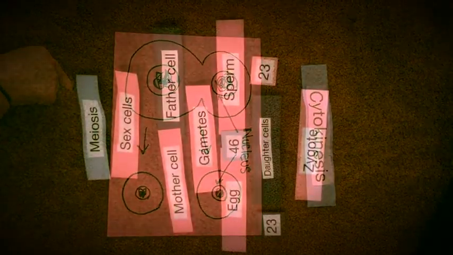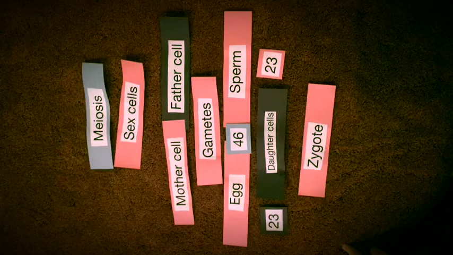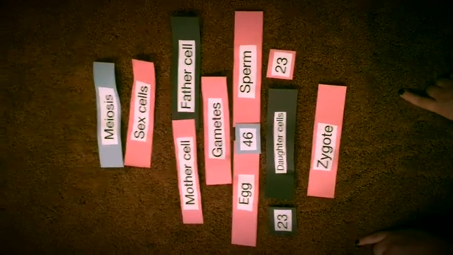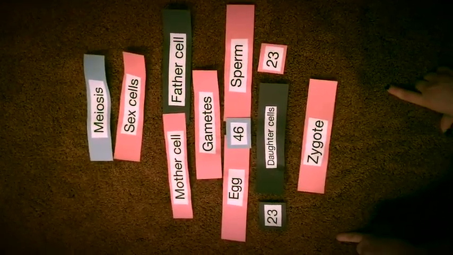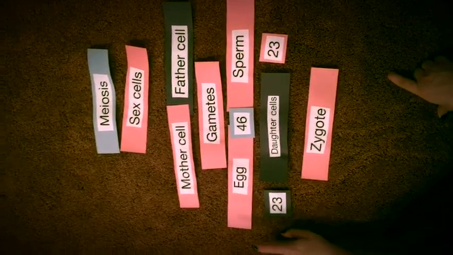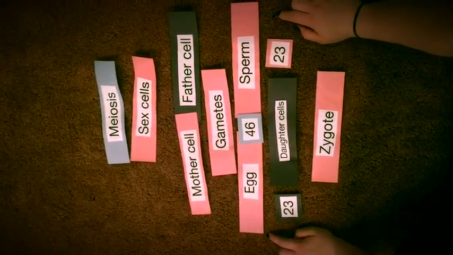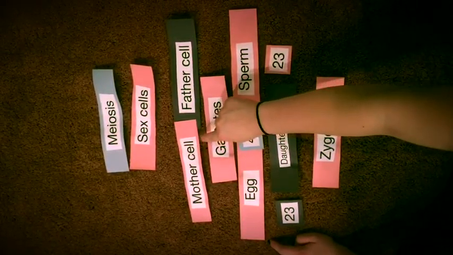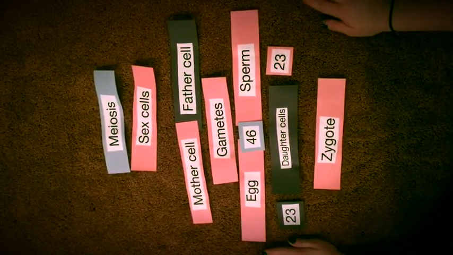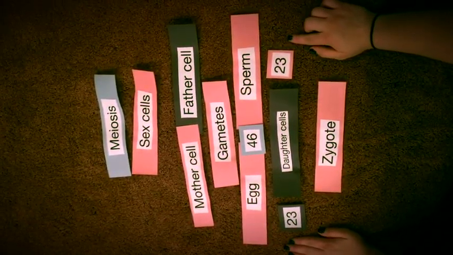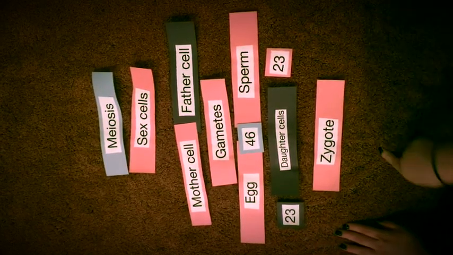Meiosis is the division of sex cells. There's a mother cell and a father cell, and at the end of the division, it creates gametes, egg and sperm. Each mother and father cell has 46 chromosomes, but by the end, the egg and sperm only have 23. When the egg and sperm meet, they create a zygote.